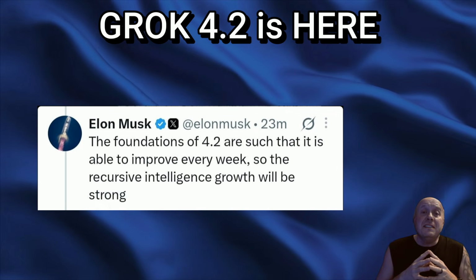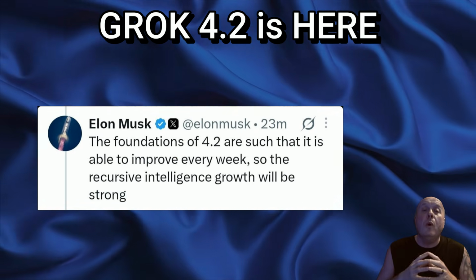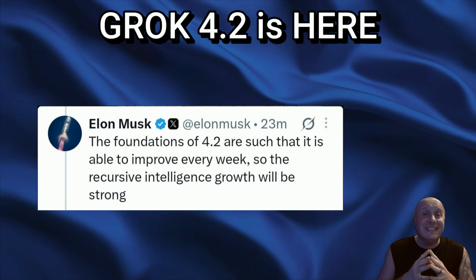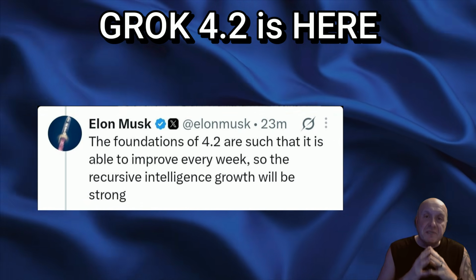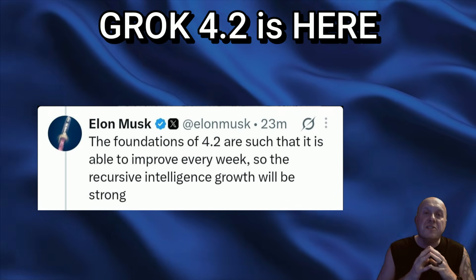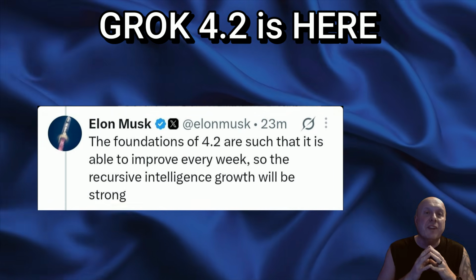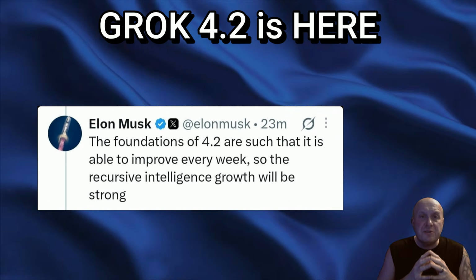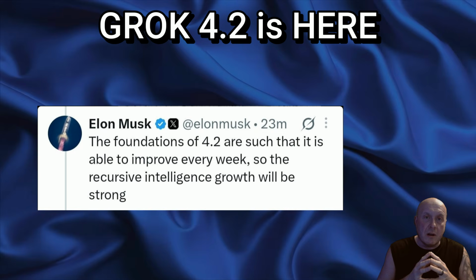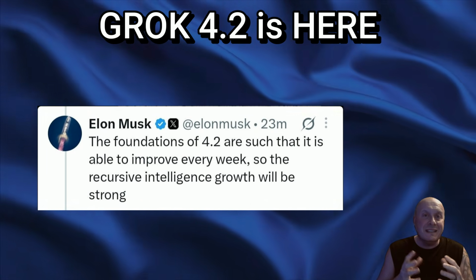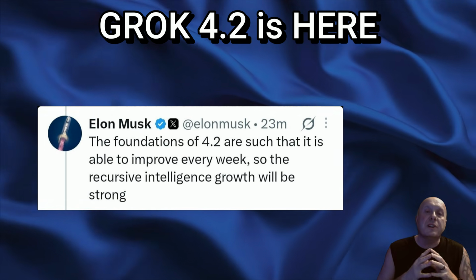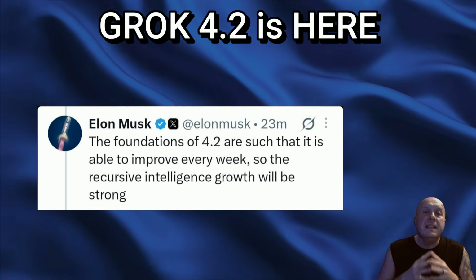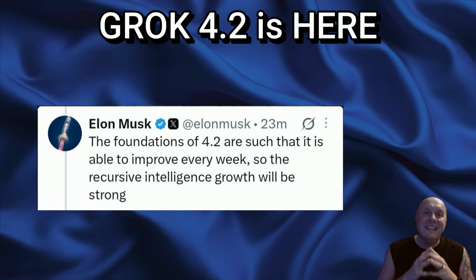And now let's get to this whole self-programming thingy, the whole reason why most people probably clicked on this video. As you can see on the screen, Elon has stated that the foundations of 4.2 are such that it is able to improve every week, so the recursive intelligence growth will be strong. What this basically means is exactly what we talked about in our last video. This is what's called recursive self-improvement. The model will literally iterate itself.